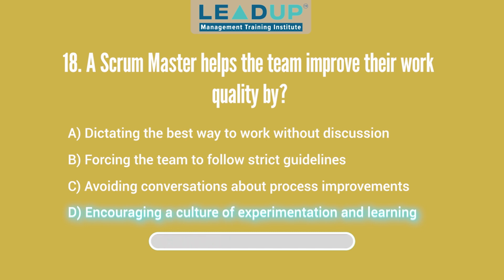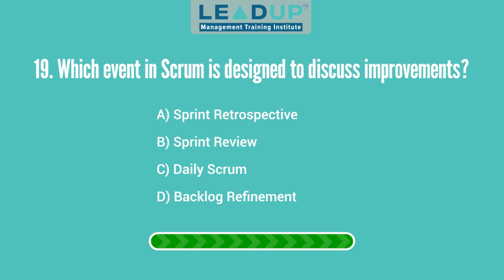Answer: encouraging a culture of experimentation and learning. Question 19. Which event in Scrum is designed to discuss improvements? A. Sprint retrospective. B. Sprint review. C. Daily Scrum. And D. Backlog refinement.